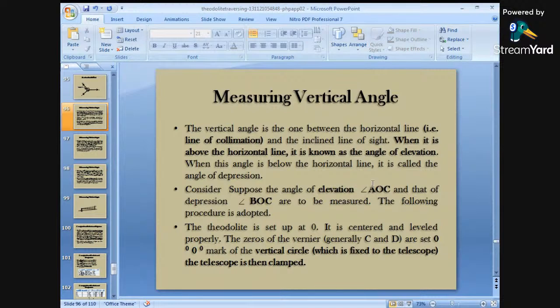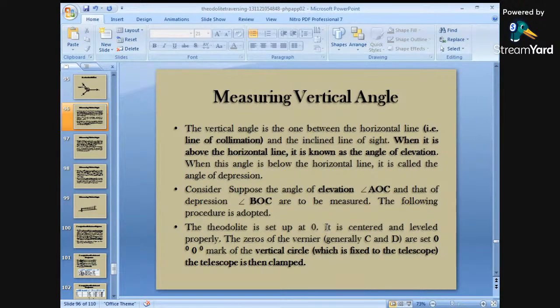Okay, so if you're taking above, it is called elevation. If you're taking it below, then it is called depression. Consider suppose the angle AOC is an angle of elevation and BOC is an angle of depression to be measured. The following procedure is adopted. So you need to observe two angles, one in elevation and one in depression.